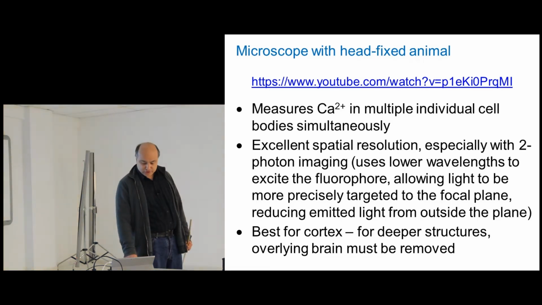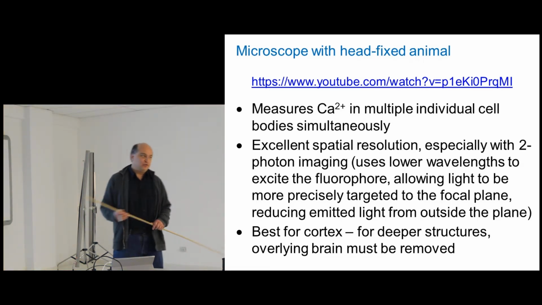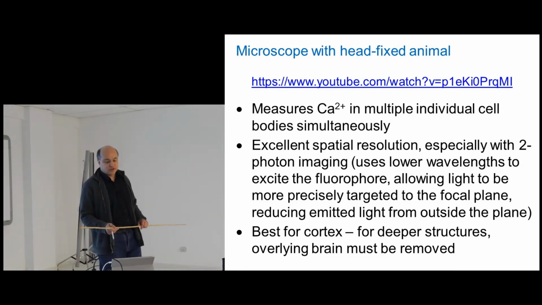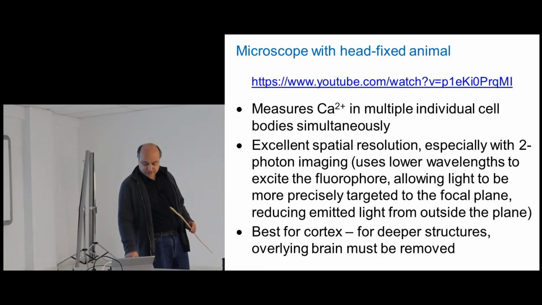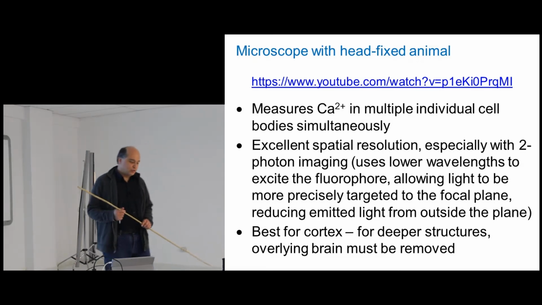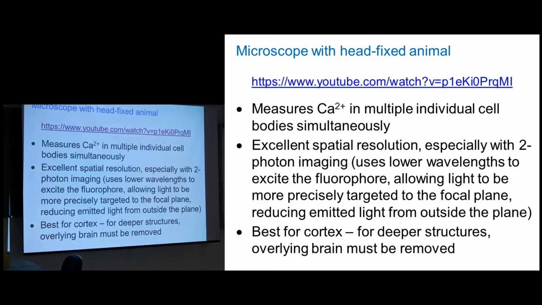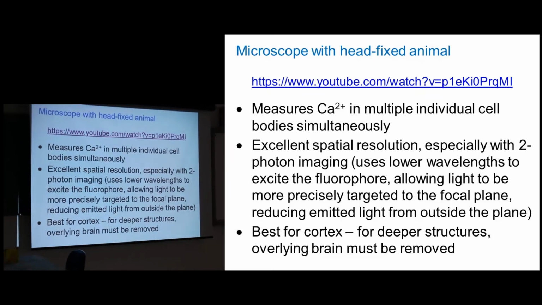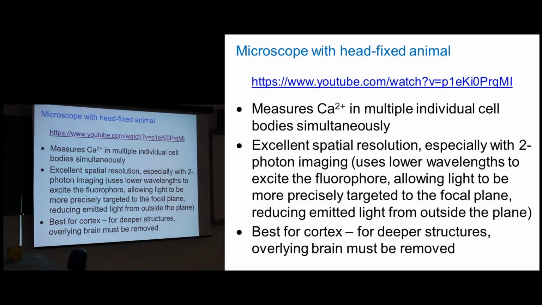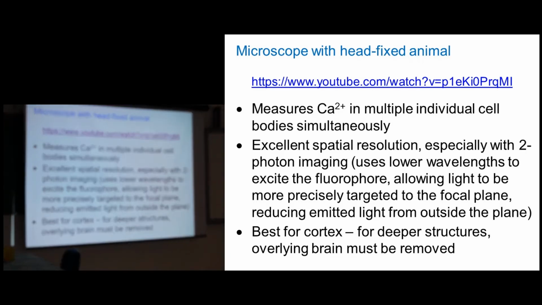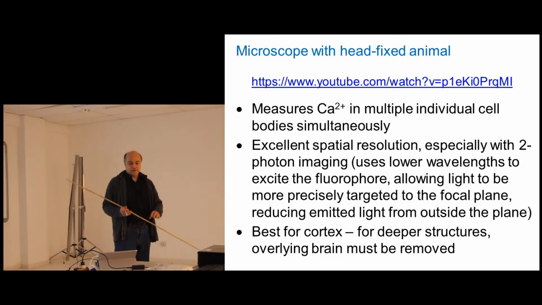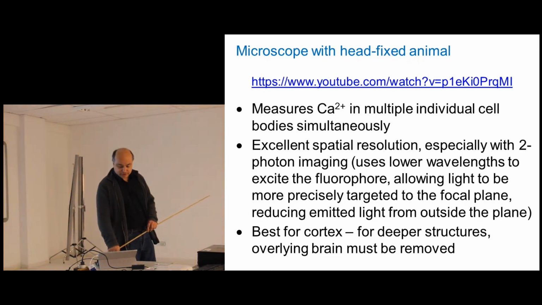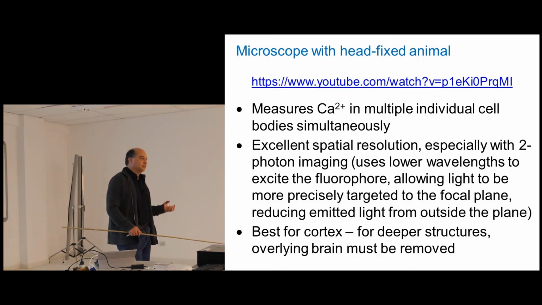So it measures in individual cells. Especially with two-photon microscopy, this gives you very, very good spatial resolution. I'm not going to explain. This is best for the cortex because to image deeper structures, what you actually have to do is remove the brain that's overlying the structure. So, for instance, if you want to image the striatum, you have to take off the cortex and put your objective right up close to the striatum. And in fact, this is best done in head-fixed animals because these microscopes are fairly large, right?